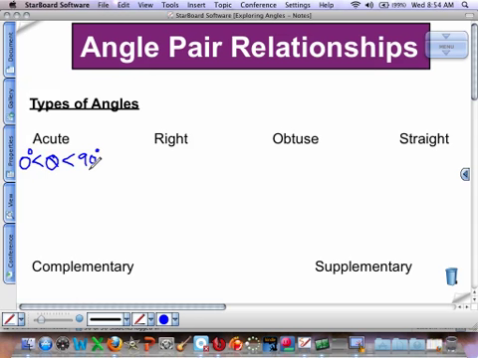What did you say that was called? Theta. It's just like calling it X or Y, but a lot of times for angles we call them theta.